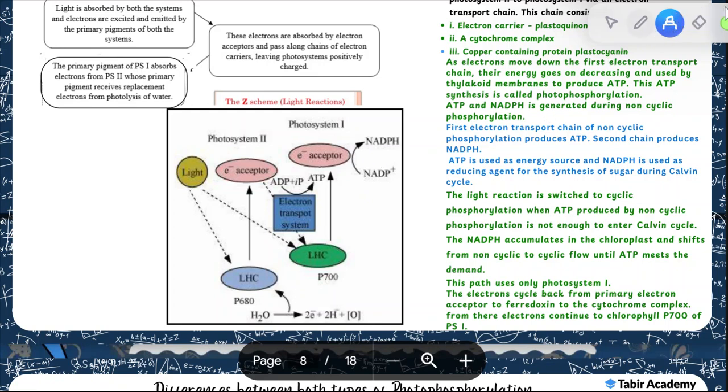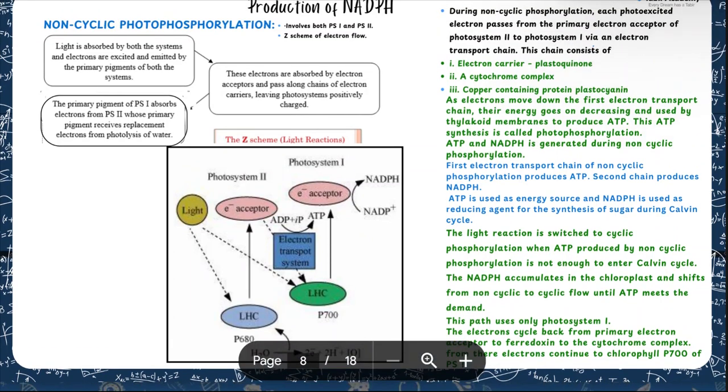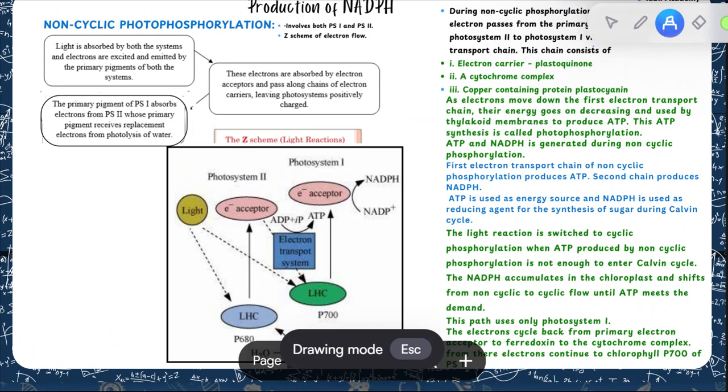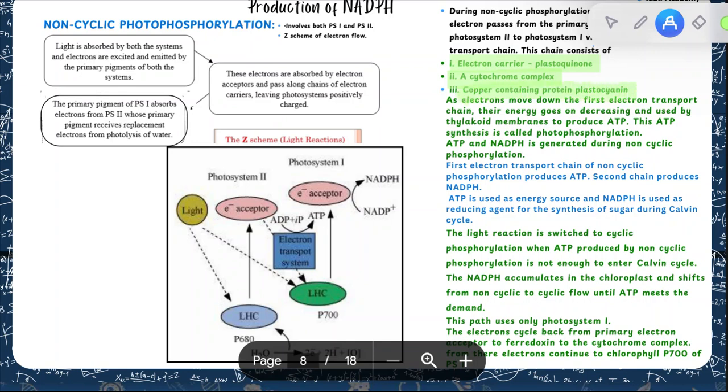So a few points to note over here: the electron carrier chain has plastoquinone, then a cytochrome complex and a copper containing protein called plastocyanin. So as electrons move down the first electron transport chain, their energy goes on decreasing and is used by the thylakoid membranes to produce ATP. This is how ATP is produced. And this is called the process of photophosphorylation. And ATP and NADPH is generated during non-cyclic phosphorylation.